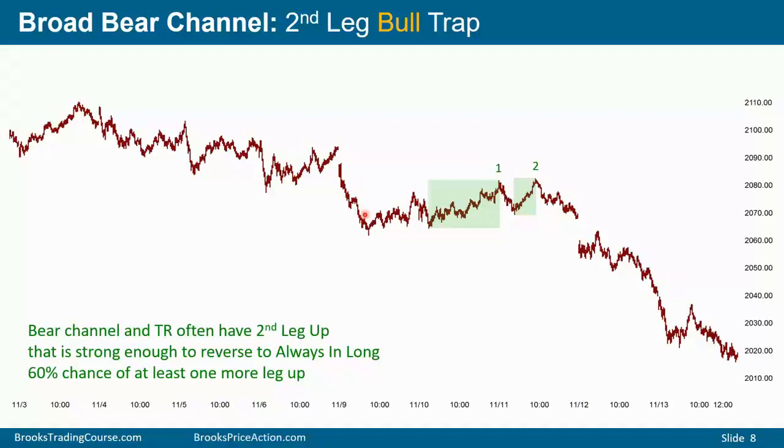Trading ranges often have two legs up and down, and broad bear channels often have two legs up and down. And a lot of times the legs up last a lot of bars and are strong enough to make the market always in long, at least on a 5-minute chart. This is several days on the 5-minute chart. Nobody's going to be trading a chart that looks like this. This is basically a line chart. It's a bar chart where the bars are compressed together to show many hundreds of bars.